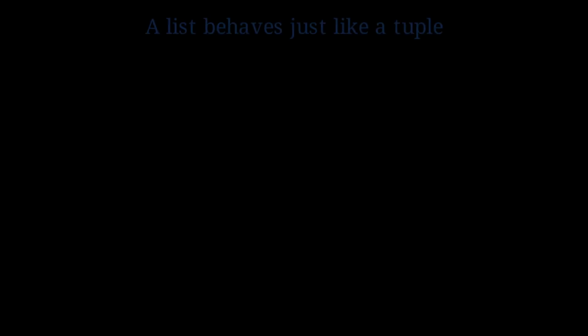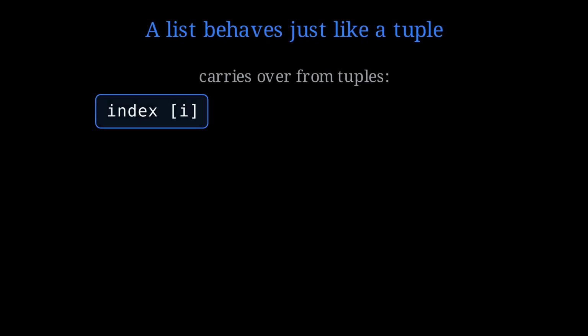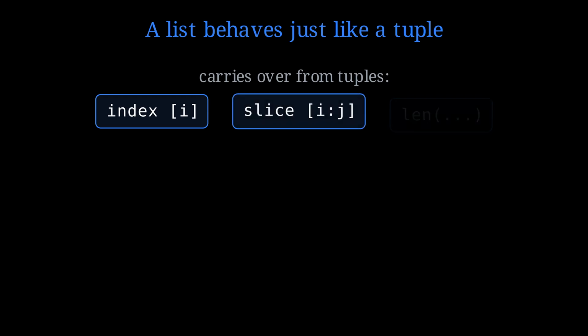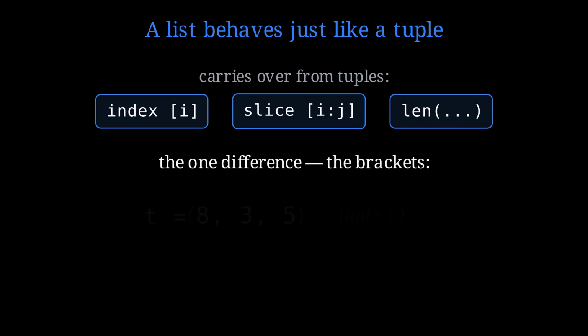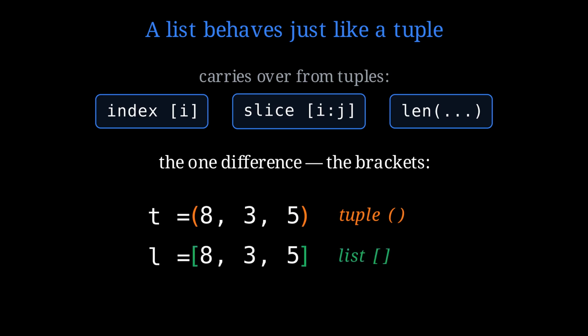Now lists. A list behaves almost exactly like a tuple. Nearly everything you learned about tuples carries straight over. The one real difference is how you write it. A tuple uses round parentheses, a list uses square brackets. Here is a list of 3 numbers, 8, 3, 5, written inside square brackets. Indexing, slicing, and length all work just as they did for tuples and strings.